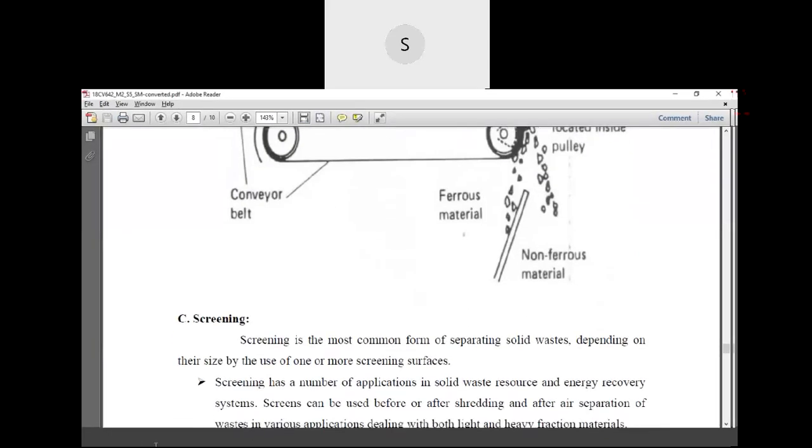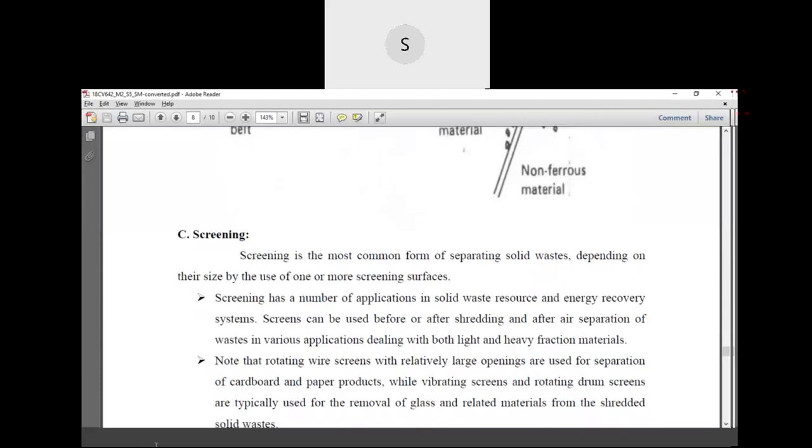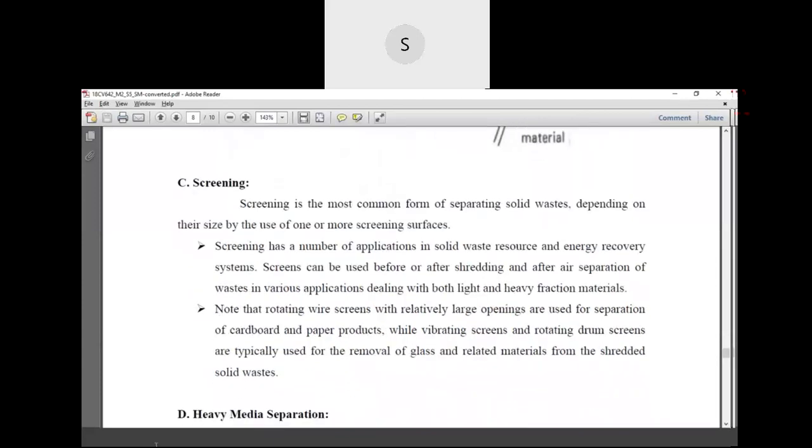Another one is the screening method. Screening is the most commonly used method to separate solid waste depending upon size by the use of one or more screening surfaces. Screening has a number of applications in solid waste resource and energy recovery systems. Screens can be used before and after shredding and after air separation of the waste, in various applications dealing with both light and heavy fractions of the materials.